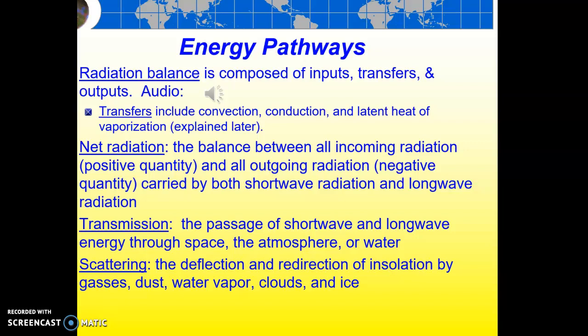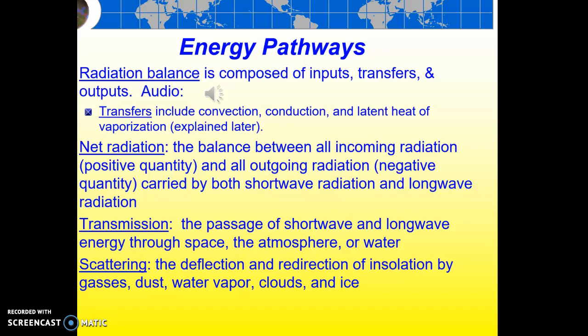Incoming solar radiation is the big input. There are all kinds of transfers within the atmosphere, including reflection and a little bit of diffusion. Diffuse radiation is radiation making it through thin clouds, for example. And then outputs would be infrared radiation radiating back out of the atmosphere from a warmed Earth.